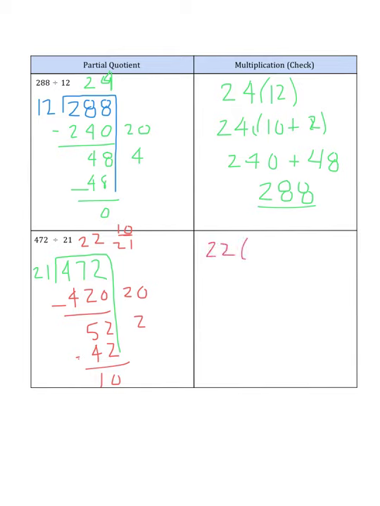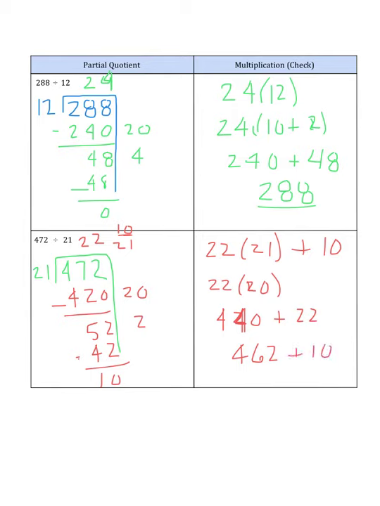So let's come check ourselves. So 22 times 21, and then when we get that answer, we're going to have to add 10 to it. So 22 times 20, 420. Then we still have, wait, 22 times 20 is not 420. How about 22 times 20 is 440? Oops. Then we have 22 left over, so that'd be 462. And then remember, we still have to add that 10, which gives us our 472. So then we were correct.